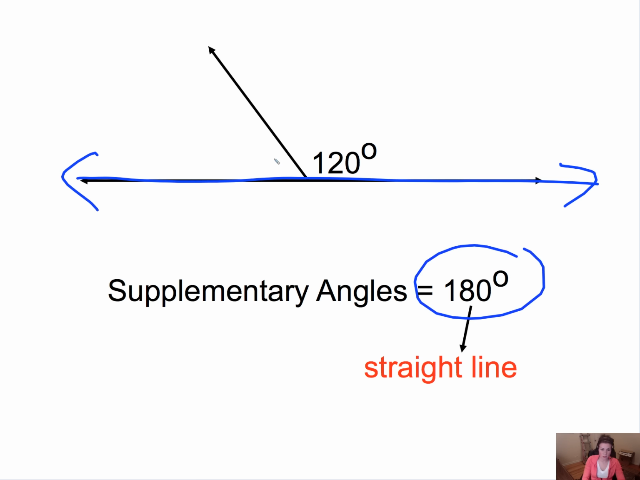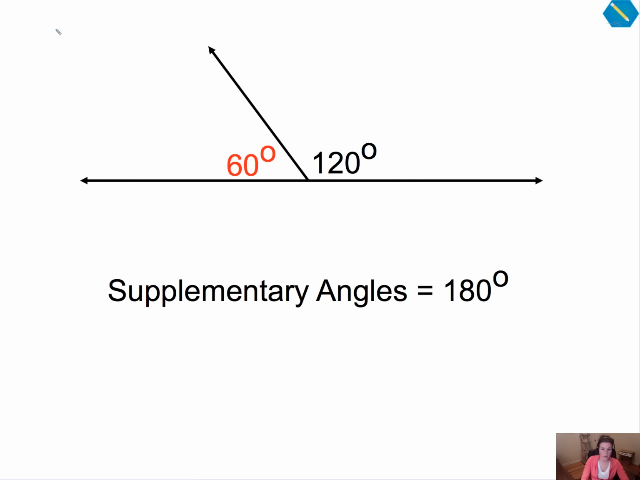And they want us to figure out this missing angle. Well, since I know that this angle plus this angle equals 180, I'll just do the opposite and subtract it. 180 minus 120, and then I figure out that the missing angle is 60 degrees.